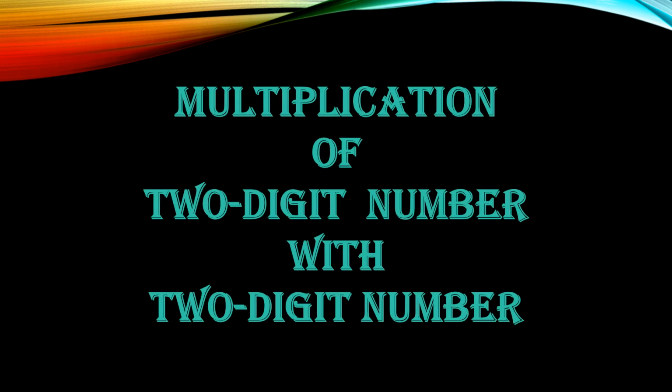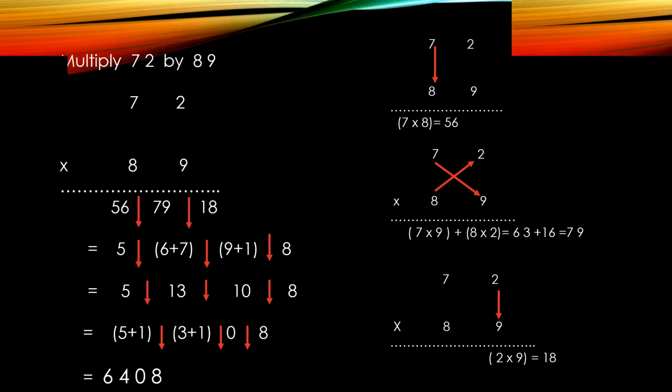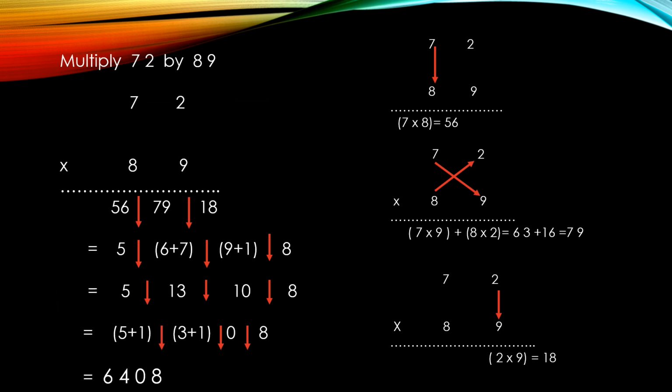Now we will learn about multiplication of two-digit number with two-digit number. How we will multiply two-digit number with two-digit number using Vedic maths. We apply the sutra vertically and crosswise. How we will apply the sutra vertically and crosswise in Vedic maths multiplication? Let's see. Now we will multiply 72 by 89. Here 72 is a 2-digit number and 89 also a 2-digit number.